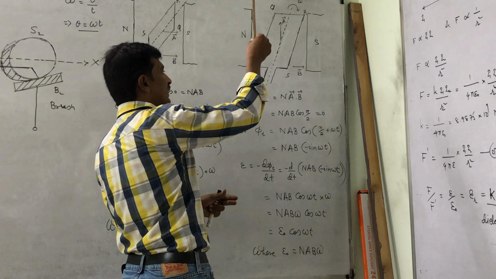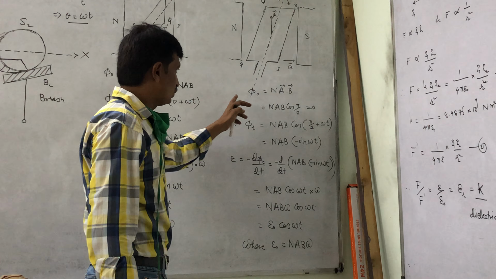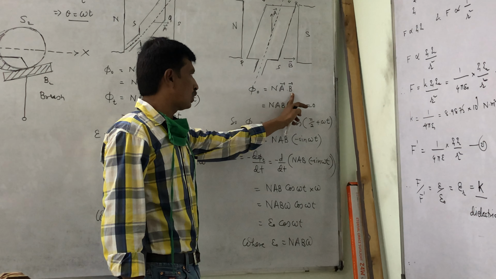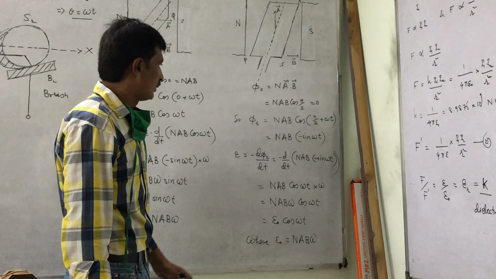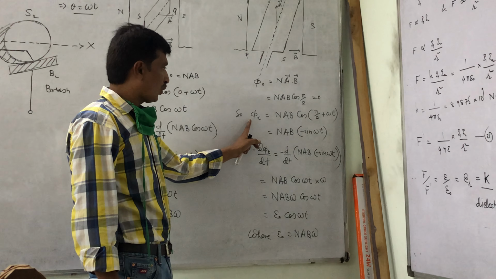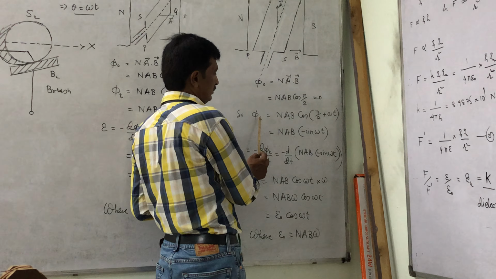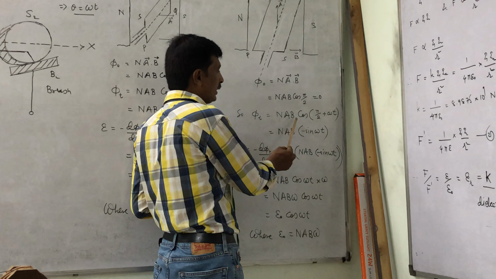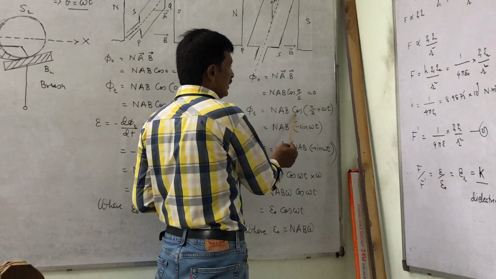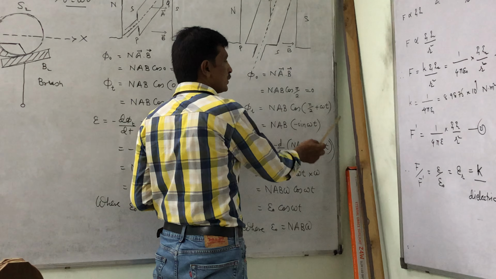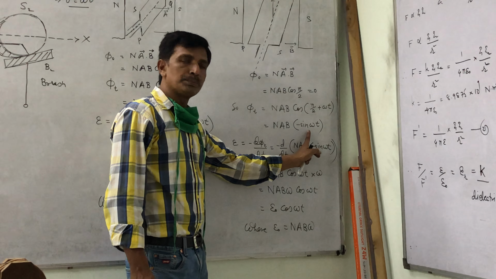If we take a photograph, the initial position is like this. So the area vector is in this direction and the field vector in this direction, and the angle between them is 90 degrees. So at the initial position, N A dot B, the magnetic flux, is NAB cos pi by 2, which is 0. But what about the rate of change of flux? So we have to derive phi t, the flux at time t. NAB cos, after time t it further covers omega t angle, so pi by 2 is replaced by pi by 2 plus omega t. But cos(pi by 2 plus omega t) is minus sin omega t.